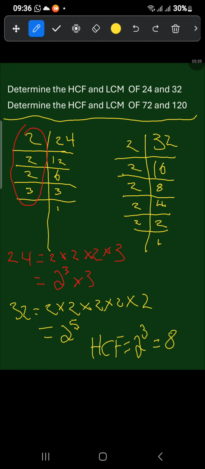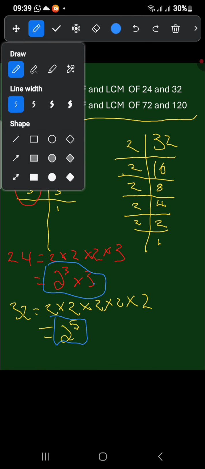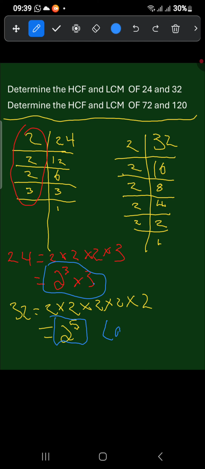Now we look at another one. We want to find the lowest common multiple. You look for the number that appears on both sides in the numbers I have just highlighted in blue. The number that appears here and there is 2. And you take its highest power, which is the power of 5. Now again, you also include the number that is not repeating itself. That is 3.